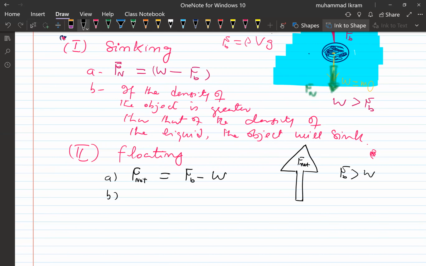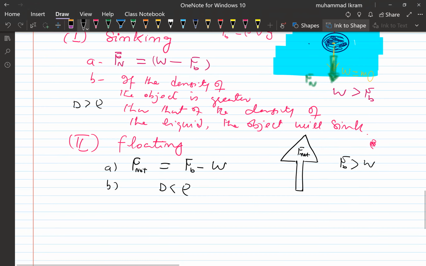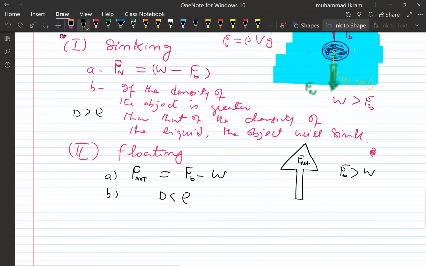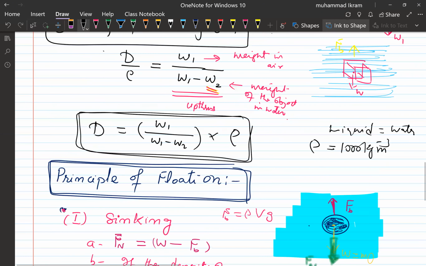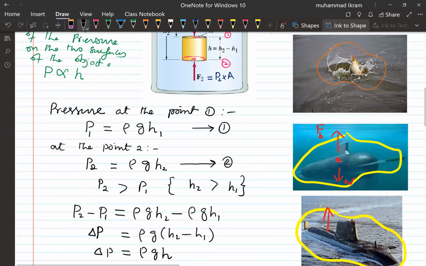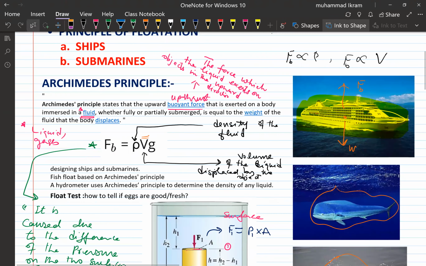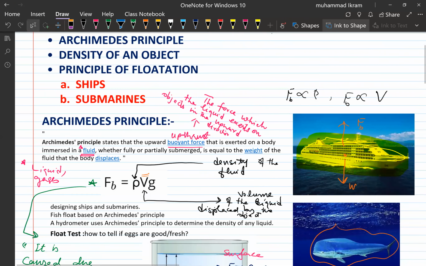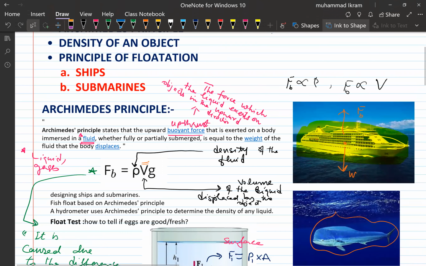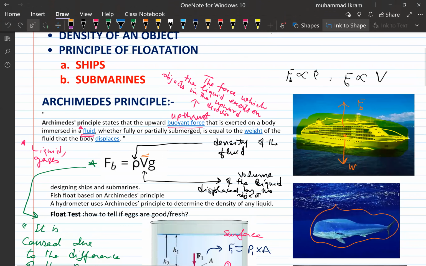This is part A. In the second part, when the density of the object is less than the density of the fluid, the object will float. For example, a tennis ball. Clear? That is known as the principle of flotation, right? Another important point: I told you the same is the situation in the case of ships and submarines.